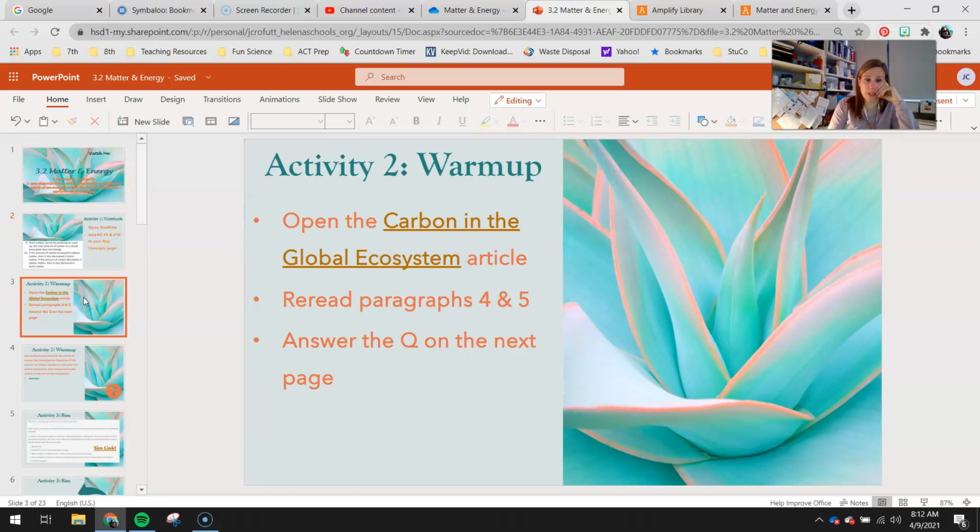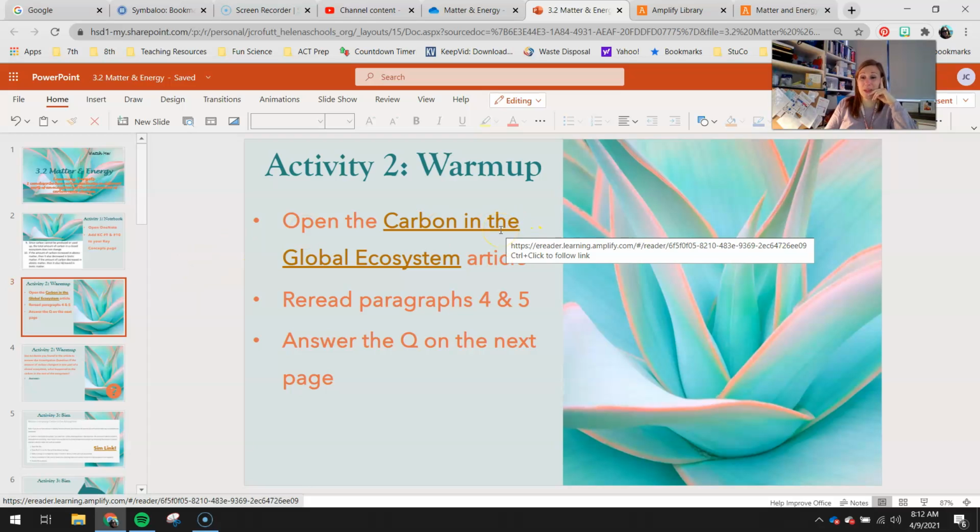Okay? All right, moving on to your warm-up. Open the Carbon in the Global Ecosystem article. We read this at the beginning of this unit, or you should have. Notice that you're only going to read paragraphs 4 and 5. It should be a reread. You should have already done this, and this article should be familiar to you. And then we're going to answer the question on the next slide.